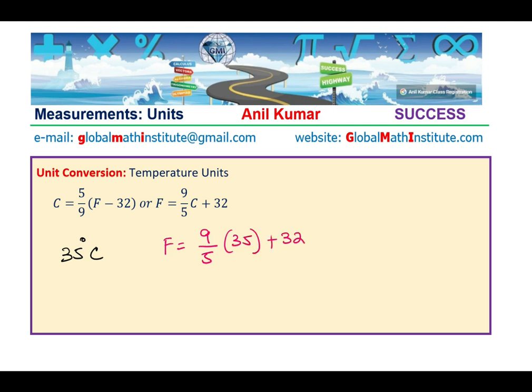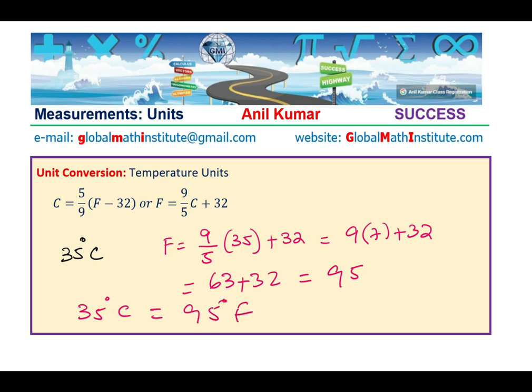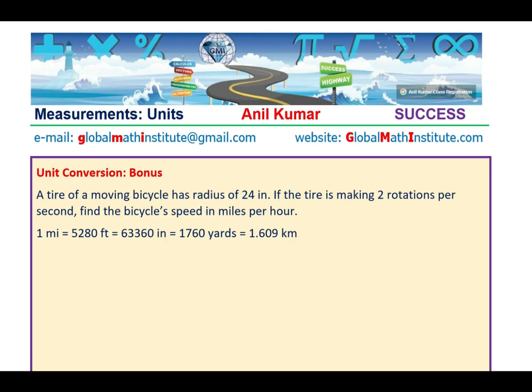Correct. Of course, you can say 9 times 5 goes 7. So sometimes, as I said, the calculations could be easier, where you could do even without a calculator, right? 63 plus 32, and that gives you 95. Correct. So we have converted 35 degrees Celsius is equal to 95 degrees Fahrenheit. So that is the conversion factor. So you learned this. Let's move on to the application question.